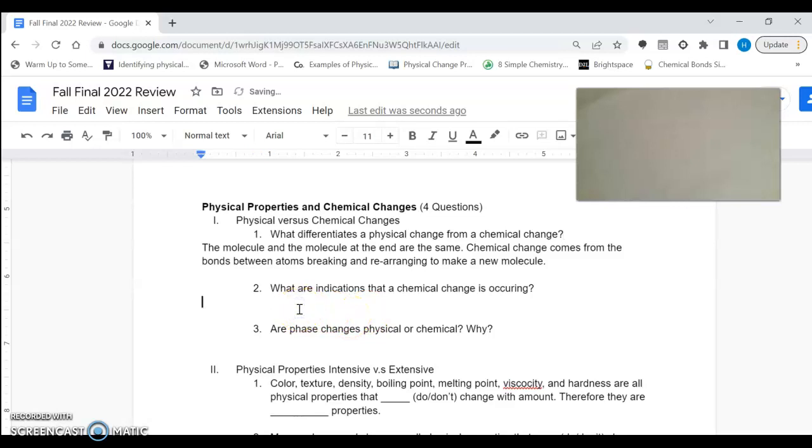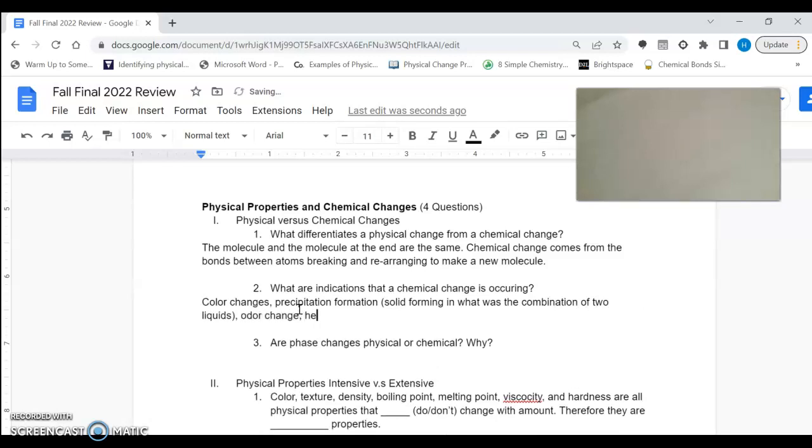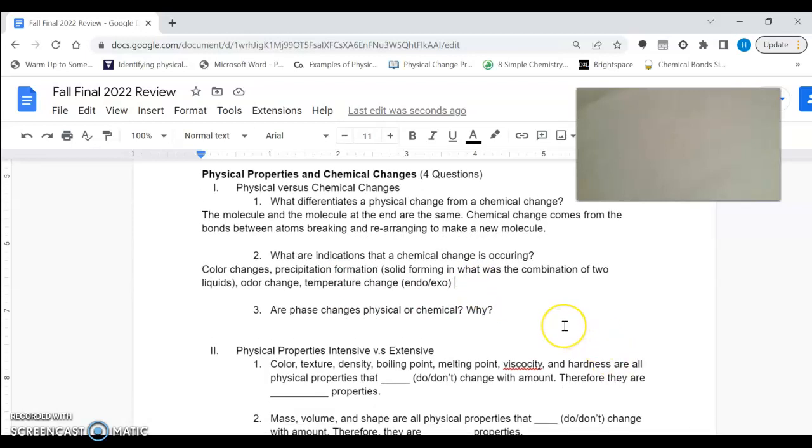Indications that a chemical change is occurring: we have color changes. We have precipitation formation, so a solid forming in what was the combination of two liquids. We can have an odor change. We can have a temperature change. So endo, exo, right? When we take two room temperature things, mix them together, and get something really hot or really cold, that's another indication that a chemical change is occurring. And then lastly, evolution of a gas.